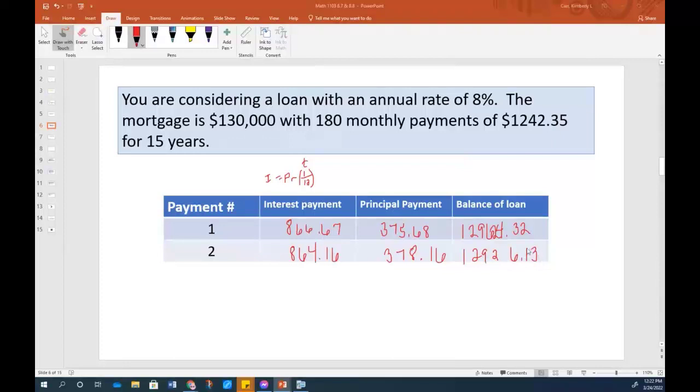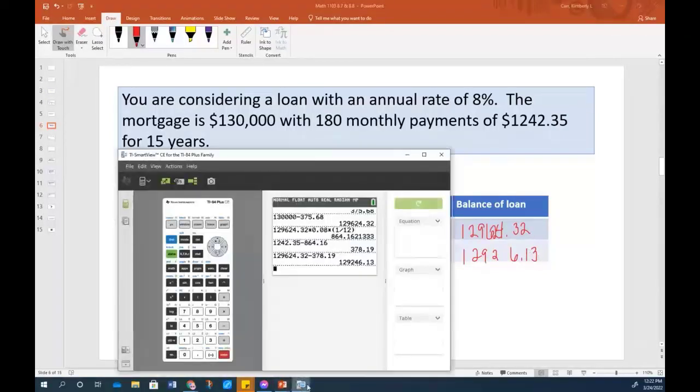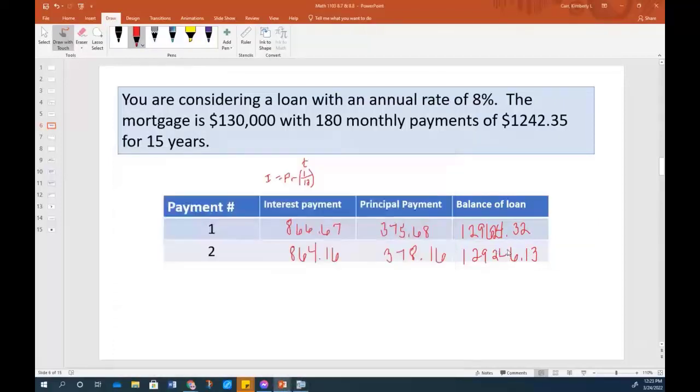$129,246.13. I don't know why I can't ever remember all those numbers at once, but what number is it I need to insert? 246. At least I left room for it this time. Okay.